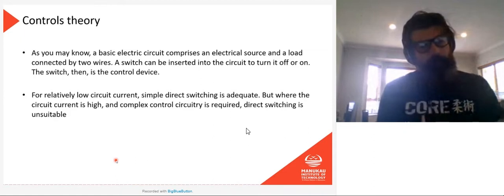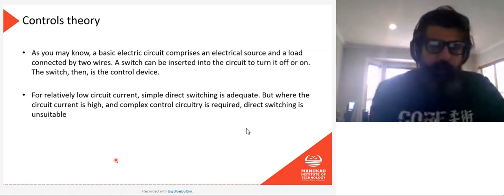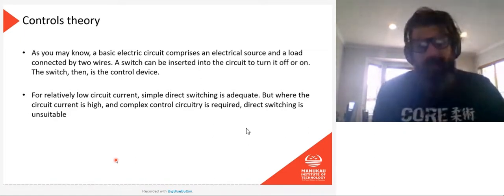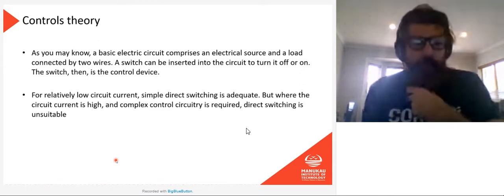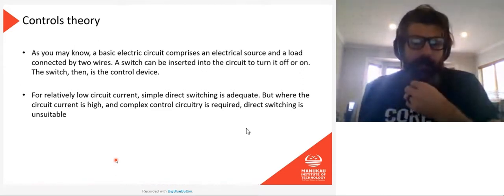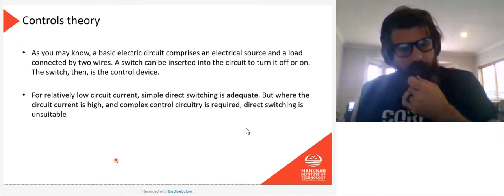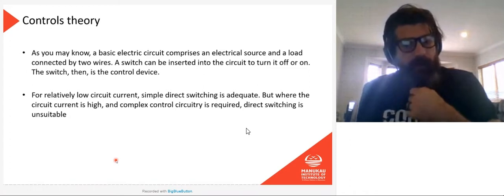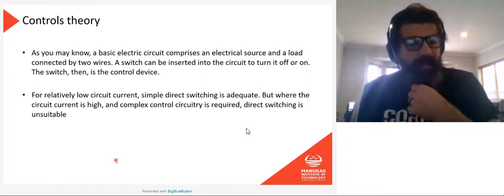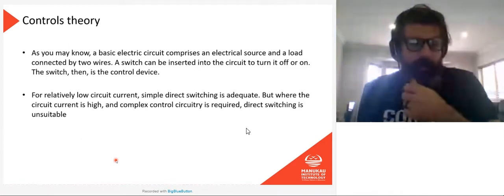Control theory, as you may know: a basic electric circuit comprises an electrical source and a load connected by two wires. The switch can be inserted into the circuit to turn it off or on. The switch then is the control device. For relatively low circuit current, simple direct switching is adequate, but where the current is high and complex control circuitry is required, direct switching is unsuitable.